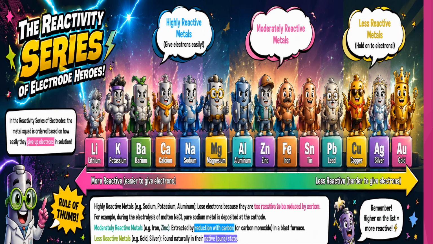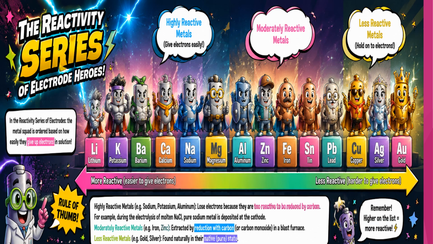In today's class, we are going to be having fun with the reactivity series of electrode errors. What is a reactivity series? The reactivity series is a chart that shows the arrangement of metals in order of their decreasing reactivity. In the reactivity series, the metal squad, you can see them here, they are arranged here.